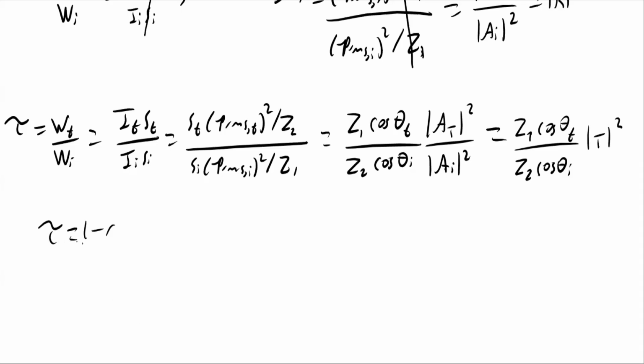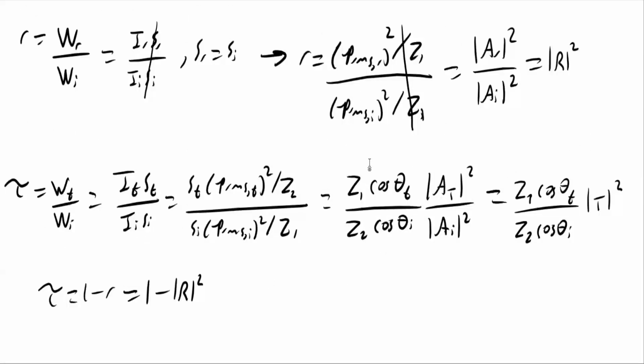Often you'll see tau as simply equal to 1 minus r, which is 1 minus magnitude r squared. So this helps you calculate the power reflection and transmission coefficients.